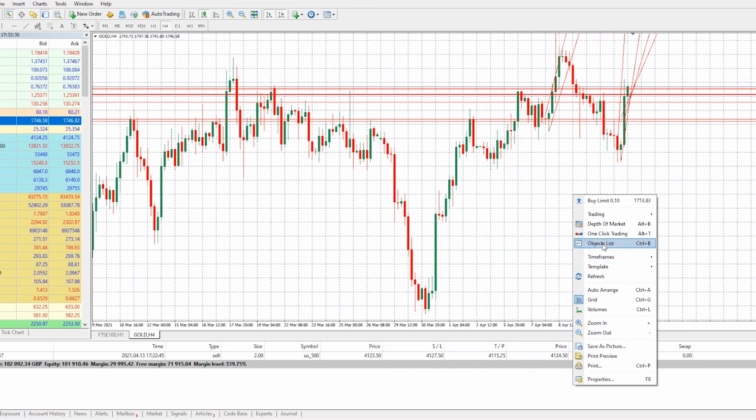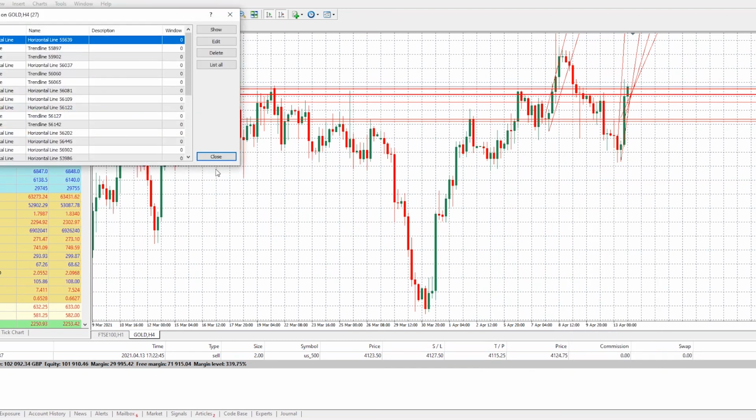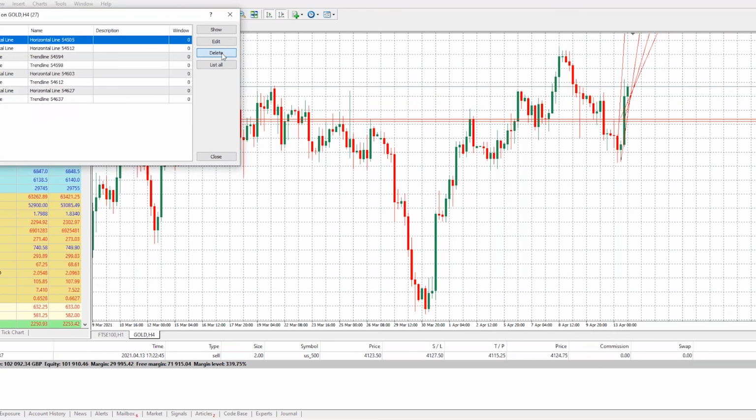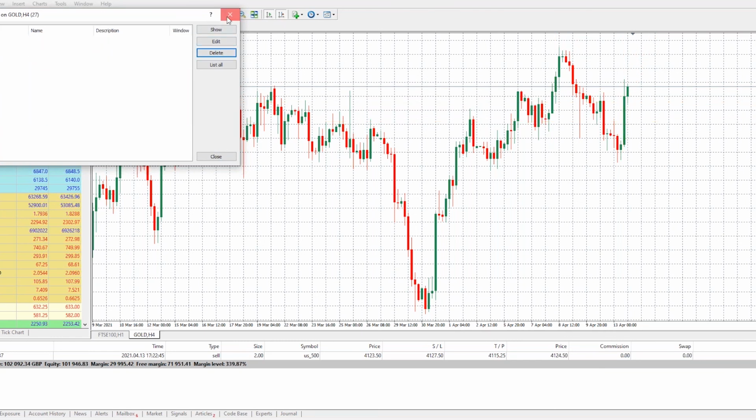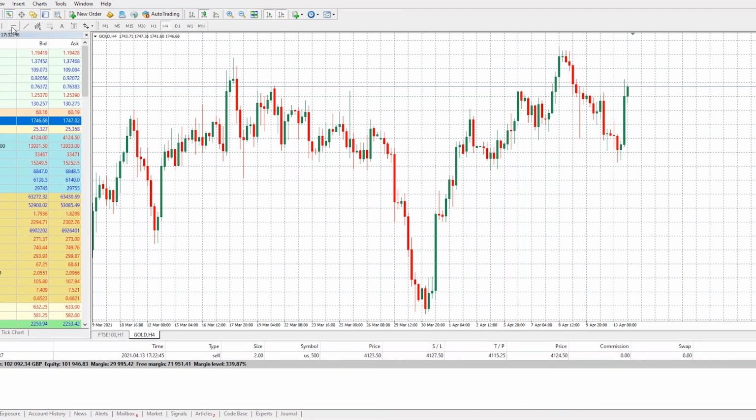Let me get rid of all these lines I drew. We'll delete all these lines to clear up the screen. And with gold, we're looking at resistance up here on the 4-hour candles. We're talking 1757 is the resistance level. We're at 1746 now. And so it already broke with this wick above the current resistance.